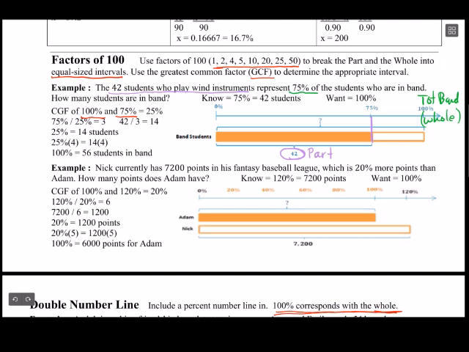So I take 75 and divide it by 25 and get 3. And I know that my 75% has 42 students. So I take 42 and divide that by 3. So I know 25% is 14. So what I've done is I've broken up my 75%. There's 14 students here, 14 students here, 14 students here, and each one of these is 25%.